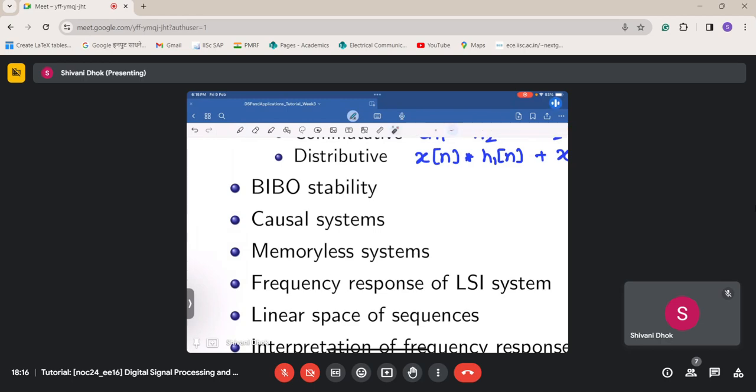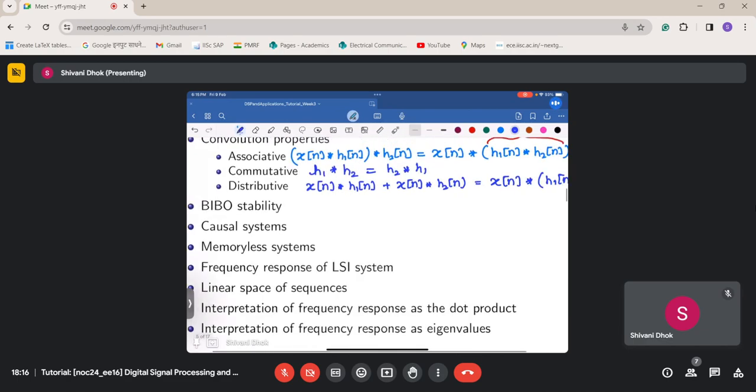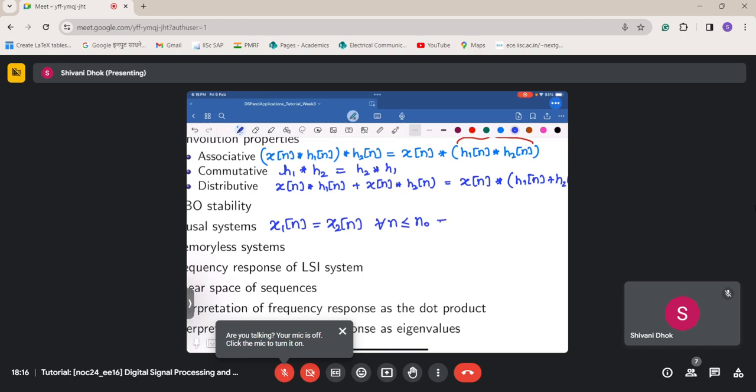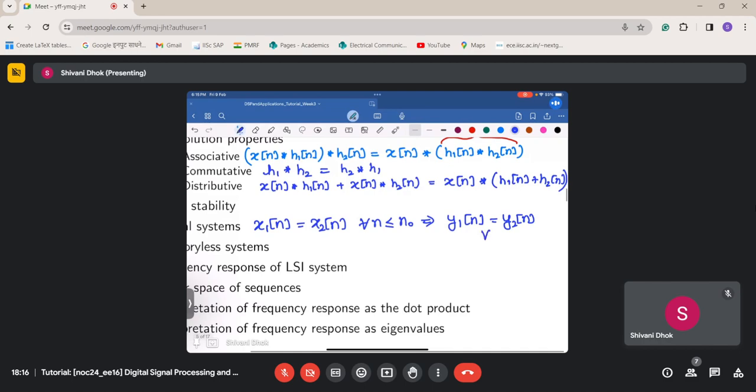After that, causal systems are those systems where if we have an input, let's say x1n, and it is equal to another input x2n, for all n less than or equal to some particular value, then in that situation, the output corresponding to x1, which is y1n, is equal to the output corresponding to x2, which is y2n, for all these n values.